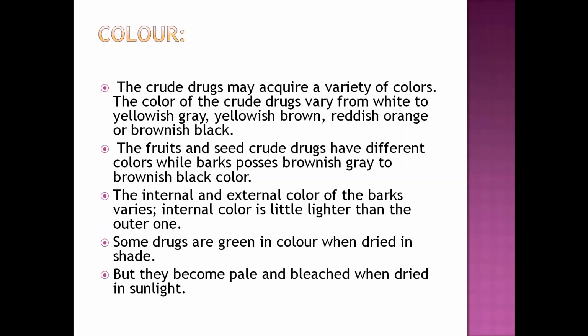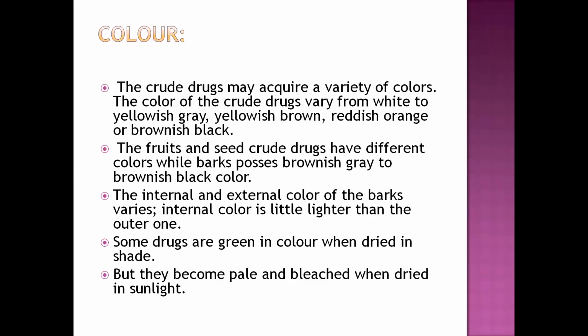So color. The crude drugs may acquire a variety of colors, and the color of the crude drug may vary from white, yellowish gray, yellowish brown, reddish, orange, to brownish black. So many colors are present in our fruits and in our drugs. The fruits and the seed drugs have different colors, while bark has a different color. As you all know, barks are mostly brownish and black in color, but there are so many colorful fruits, like apple is red in color, grapes are green in color. Then the internal and external color of the bark also varies.